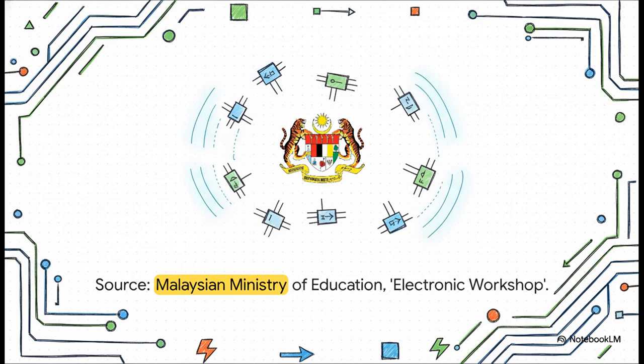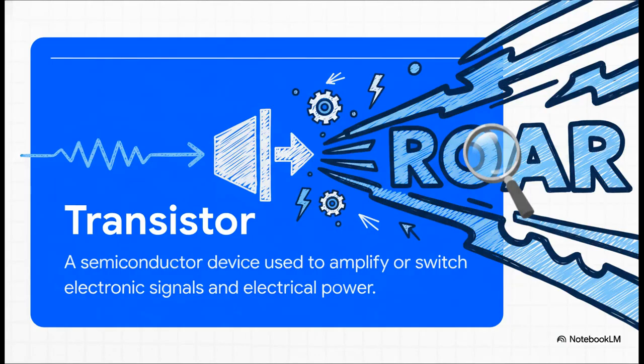And the answer to our big question actually comes from this amazing foundational document for electronics students put out by the Malaysian Ministry of Education. It breaks down the one key component that makes all of this possible, a tiny little device that, no exaggeration, absolutely changed the world. And here it is, the transistor. This little thing is the undisputed hero of all modern electronics.